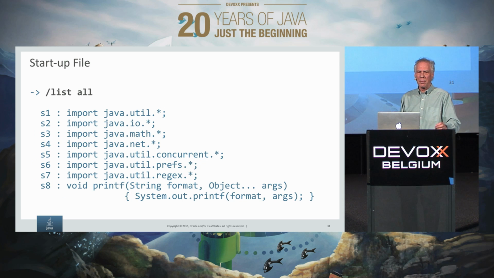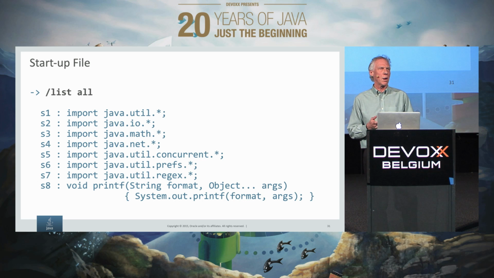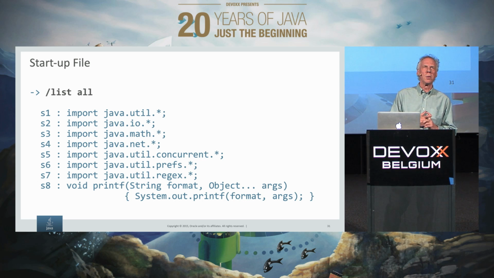Now, the first slash list I used didn't have any parameters. Slash all will show you all your snippets. Remember the first time I used slash list, I said all your current active snippets. That doesn't include your startup snippets. It doesn't include any failed snippets or overwritten snippets. So in this case, list all shows what you start with before you've typed anything. And there's a number of imports that people find generally useful, like java.util and java.io and so forth. The net. And the very last thing you see is there's a declaration for printf.